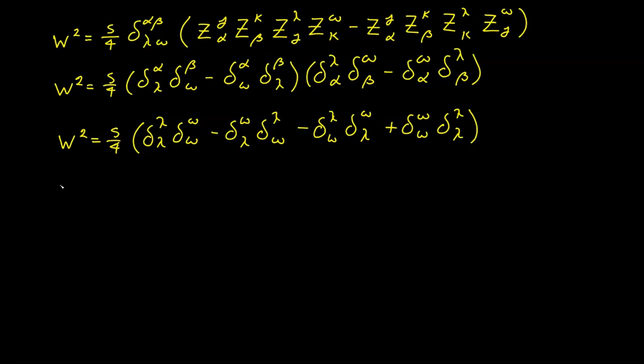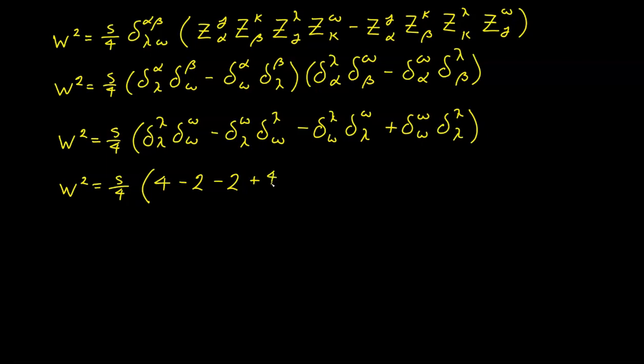All right, well, now we have W squared equals S over 4, and in the parentheses, delta lambda lambda is just 2, and so is delta omega omega, so 2 times 2 is 4. The second term, the lambda index is absorbed, leaving us with delta omega omega. Well, that's just equal to 2. And same thing here. Omega is absorbed, leaving us with delta lambda lambda. Well, that's just 2. And the last term, delta omega omega is 2. Delta lambda lambda is 2. 2 times 2 is 4.